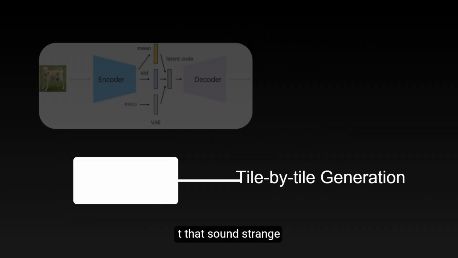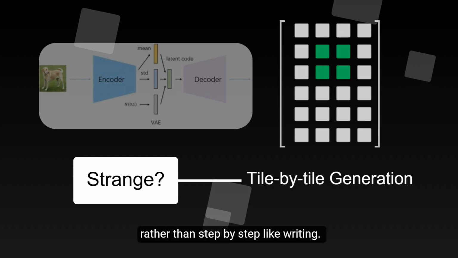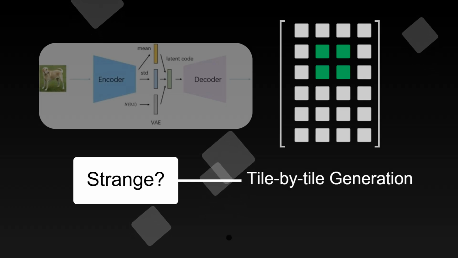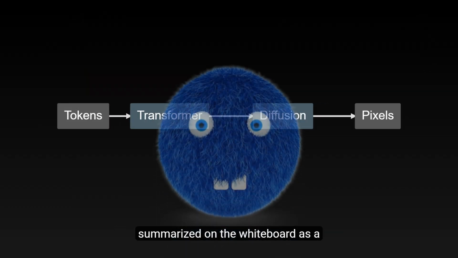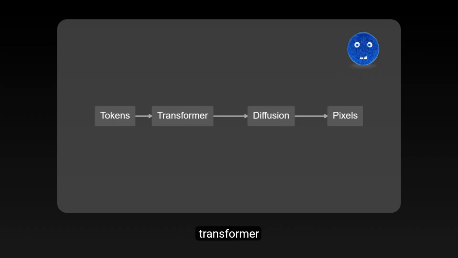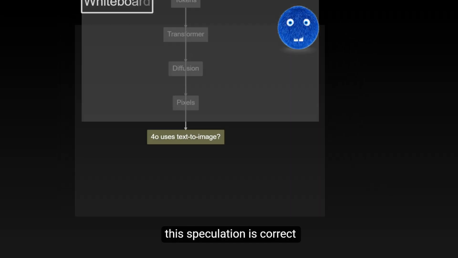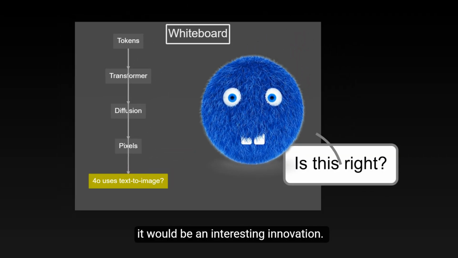Doesn't that sound strange? Remember, traditional image generation creates the entire picture at once, rather than step by step like writing. This counterintuitive method is summarized on the whiteboard as a simple process: tokens, transformer, diffusion, pixels. This process suggests that 4o may have applied text generation techniques to image generation. If this speculation is correct, it would be an interesting innovation.